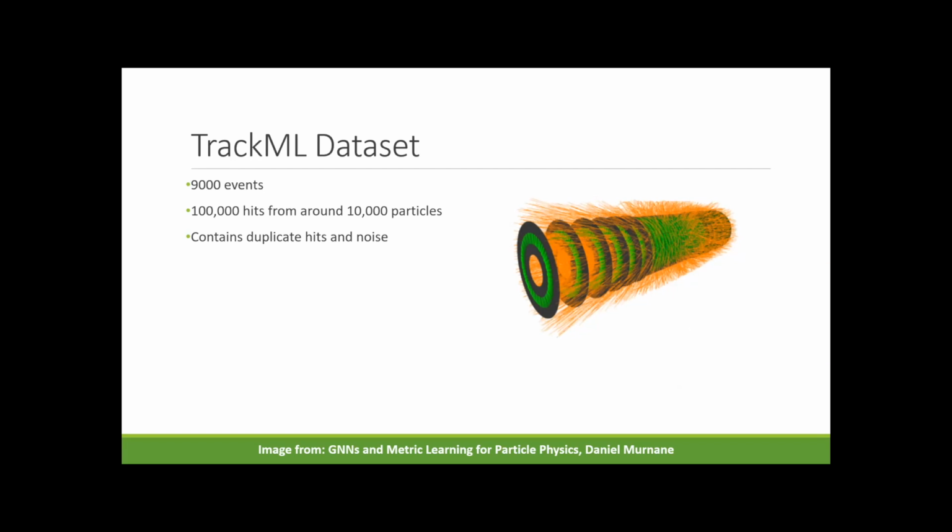For this project, I was working with the TrackML dataset. It's some real data from collisions. It has around 9,000 events. Each one has up to 100,000 hits from around 10,000 particles. It also has some duplicate hits and noise to simulate real conditions. And often I was training on a subset of that data, but I think it's useful to get a feel for what that actual data was.